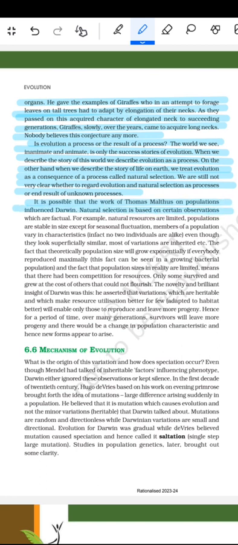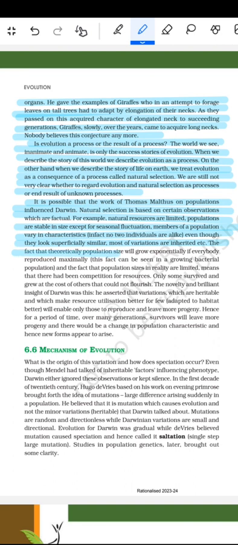Natural selection is based on certain observations which are factual. For example, natural resources are limited. A population is stable in size except for seasonal fluctuation. Members of the population vary in characteristics. In fact, no two individuals are alike, even though they look superficially similar. Most of the variations are inherited, etc.